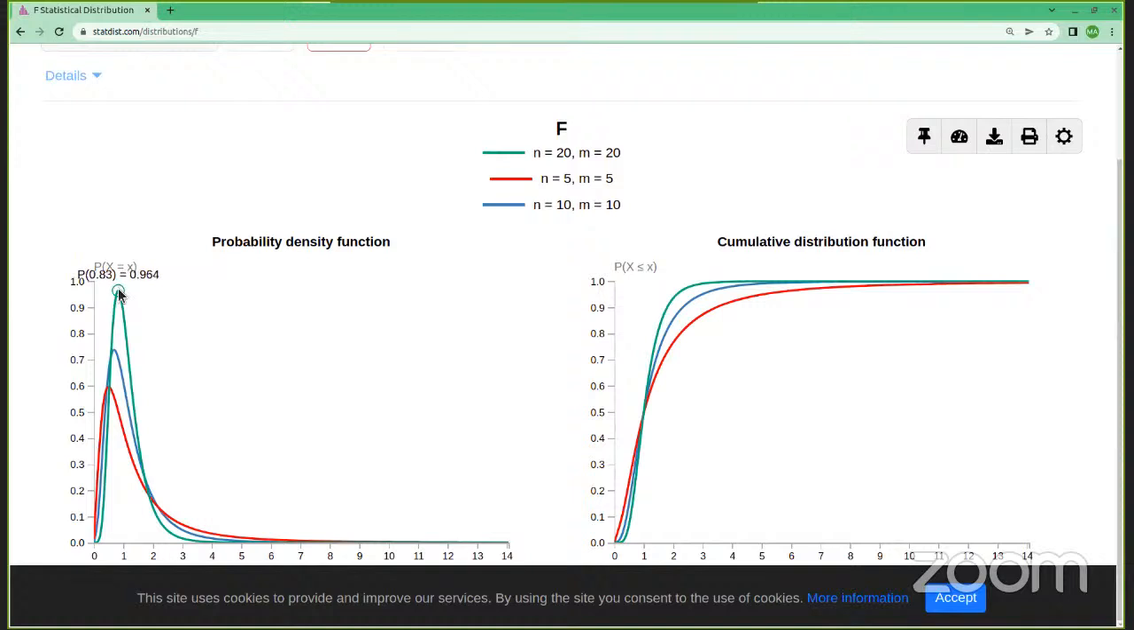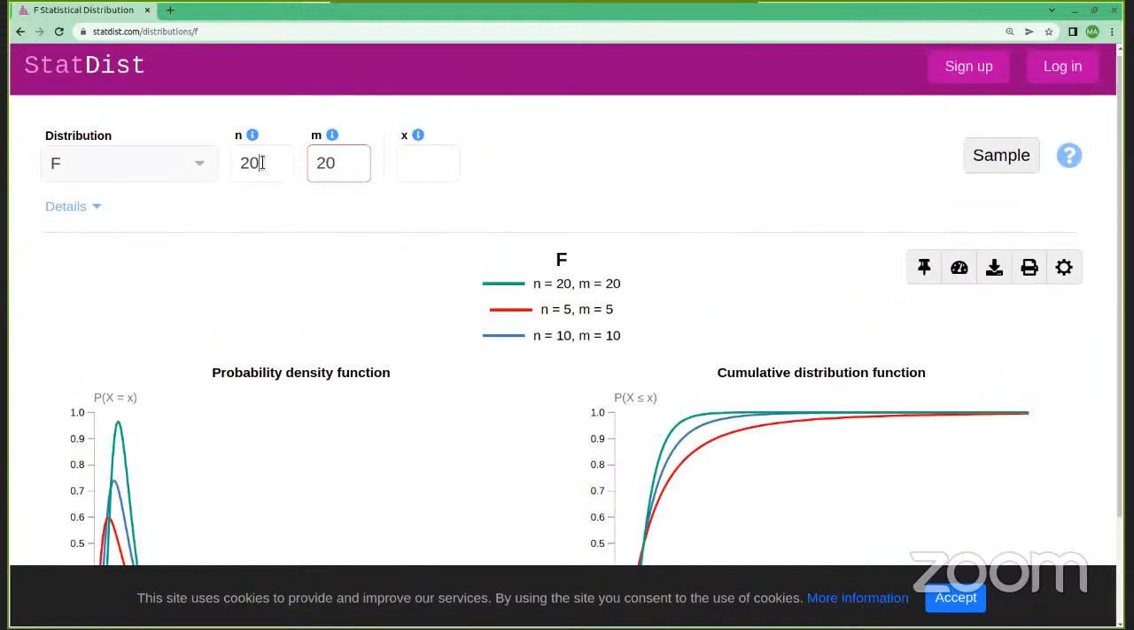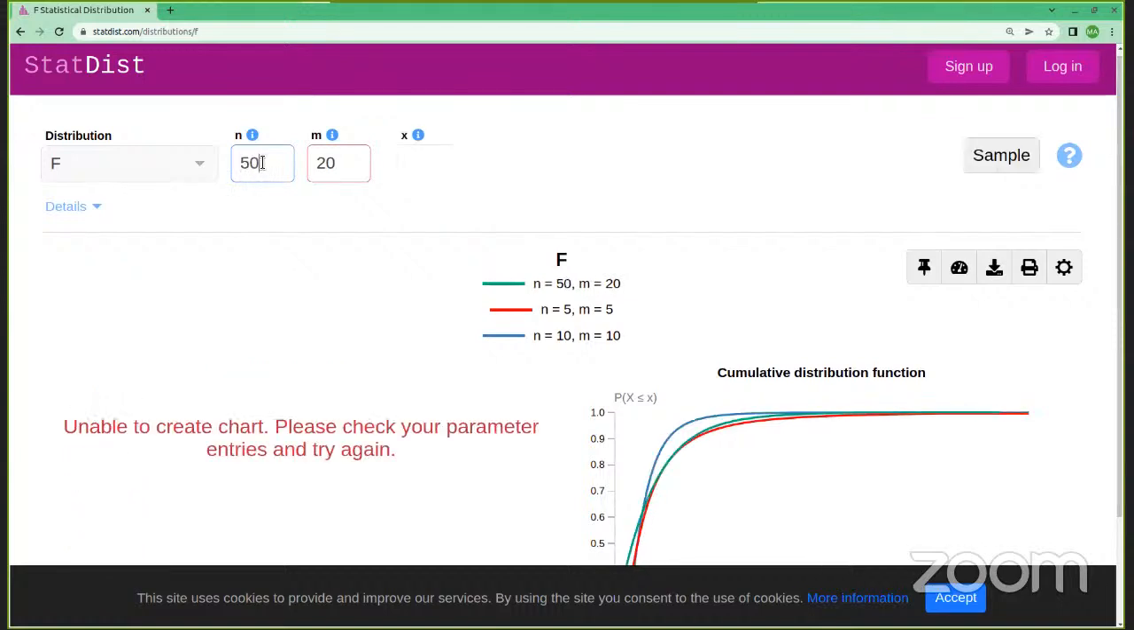Okay. So one query: for a very high value of n, won't it cross 1 then? No, it never crosses 1. It is going towards 1. Okay, so it is a converging graph. It converges to 1, I think, yeah.